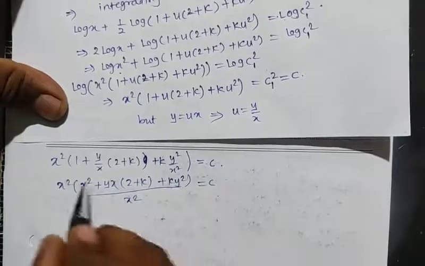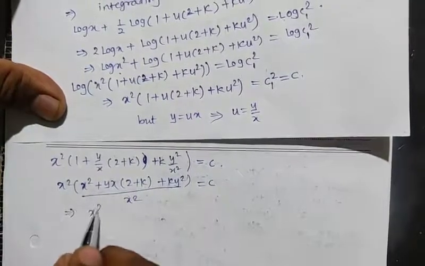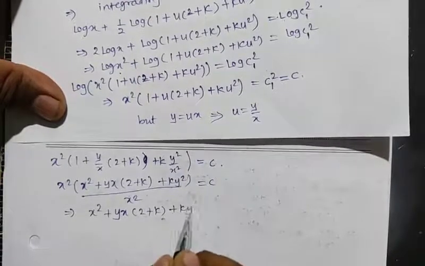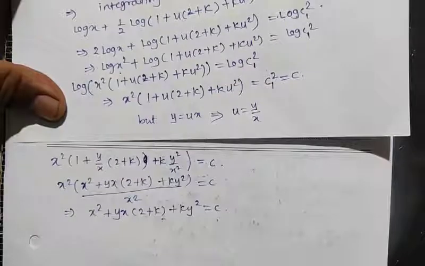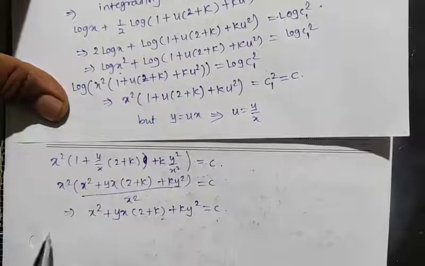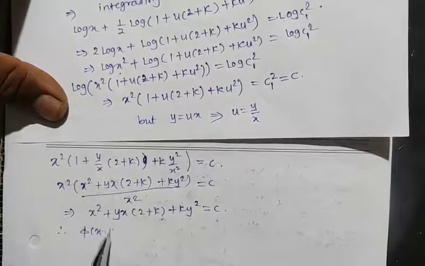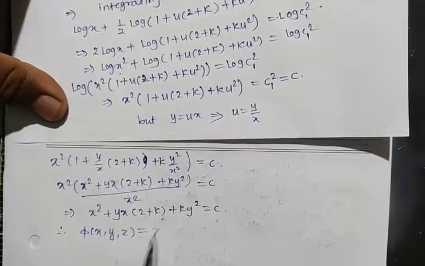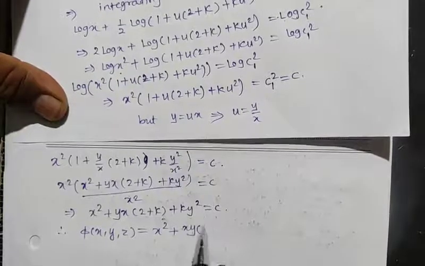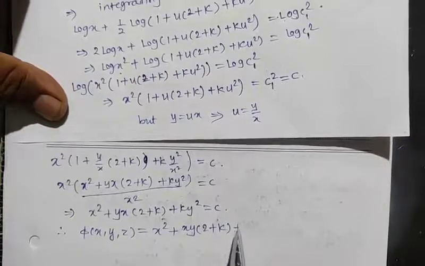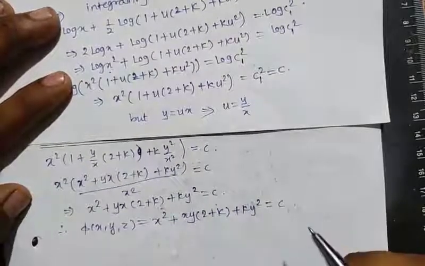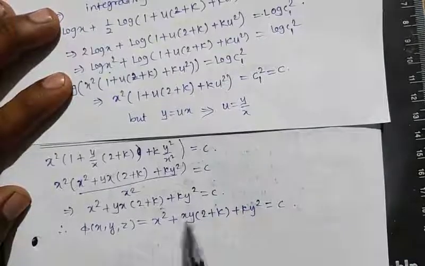So x square gets cancelled, and we get the solution x square plus y x into (2 plus k y square) equal to a constant c. So call this the solution phi of x y z. Therefore phi of x y z is equal to x square plus x into y into (2 plus k y square), which is equal to c. Okay, so this is phi of x y z, which is the solution of the given problem.